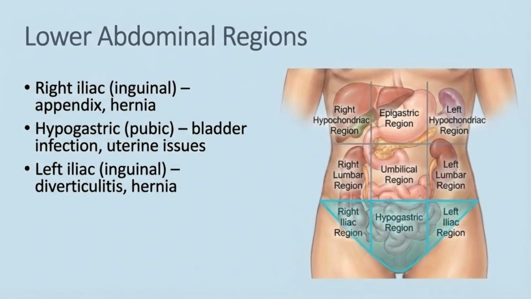The lower abdominal regions include the right iliac, hypogastric, and left iliac regions. These terms are frequently used when documenting lower abdominal or pelvic pain. Region terminology provides precise medical language for charting.